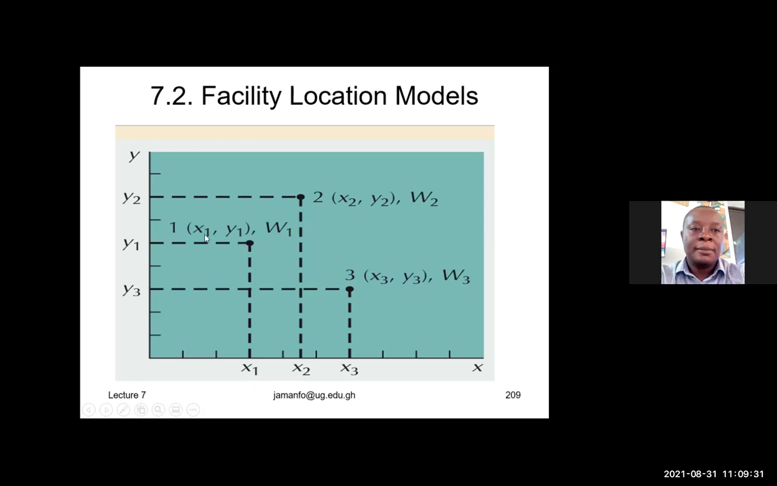The position of this black spot on the map is X1, Y1. Usually when we are writing the coordinate for a position on the map, your X coordinate comes first before the Y coordinate. If we come to location two, it is X2, Y2, and then the weight of shipment. The same thing with three. Let's go here.